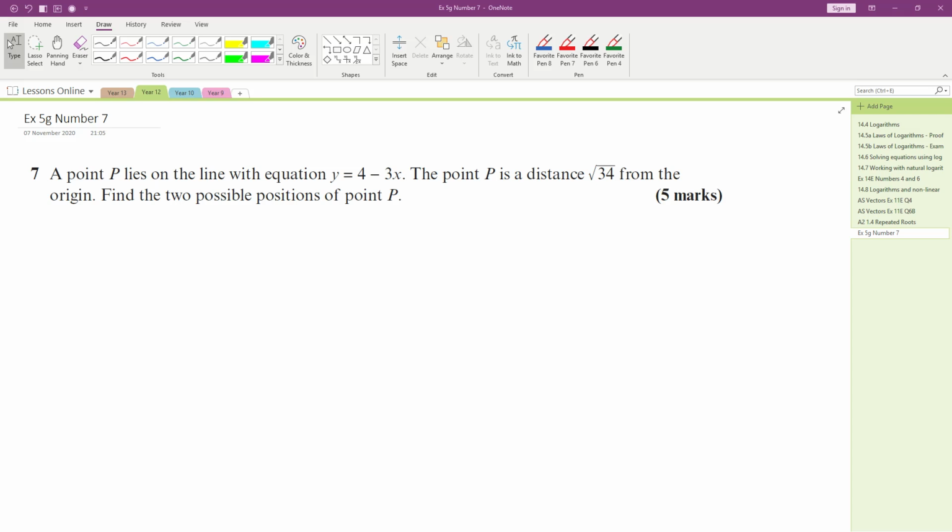Point P lies on the line with the equation y equals 4 minus 3x. The point P is the distance of the square root of 34 from the origin. Find the two possible positions of P. So that means P can intersect that line at two possible points.